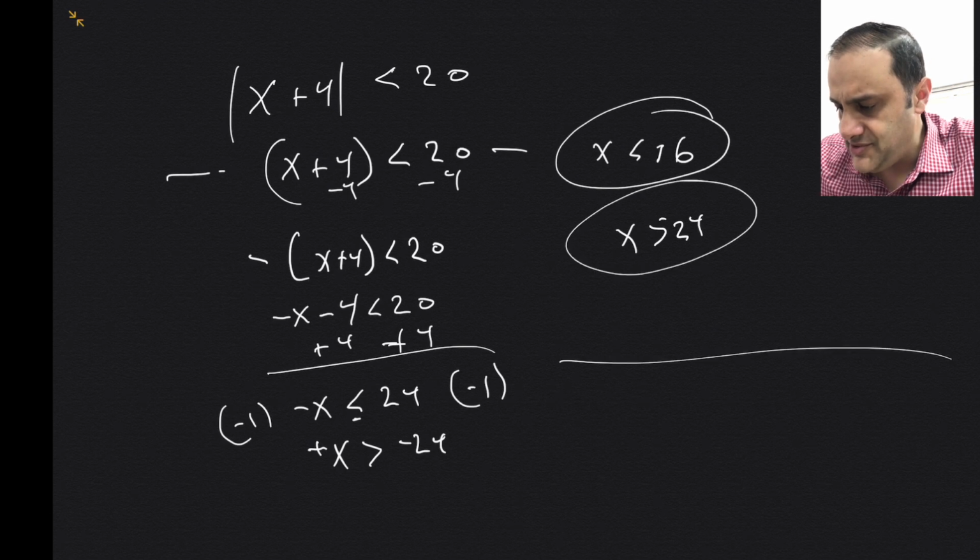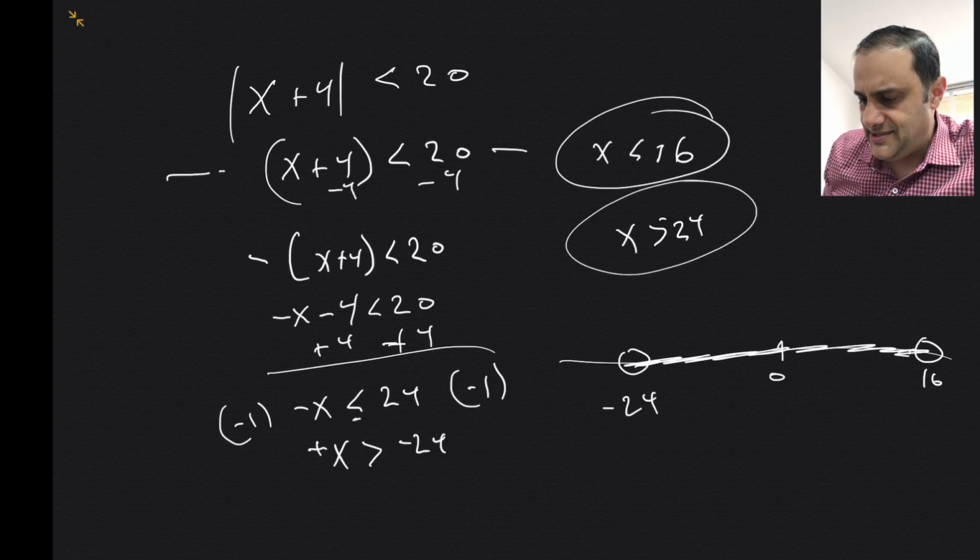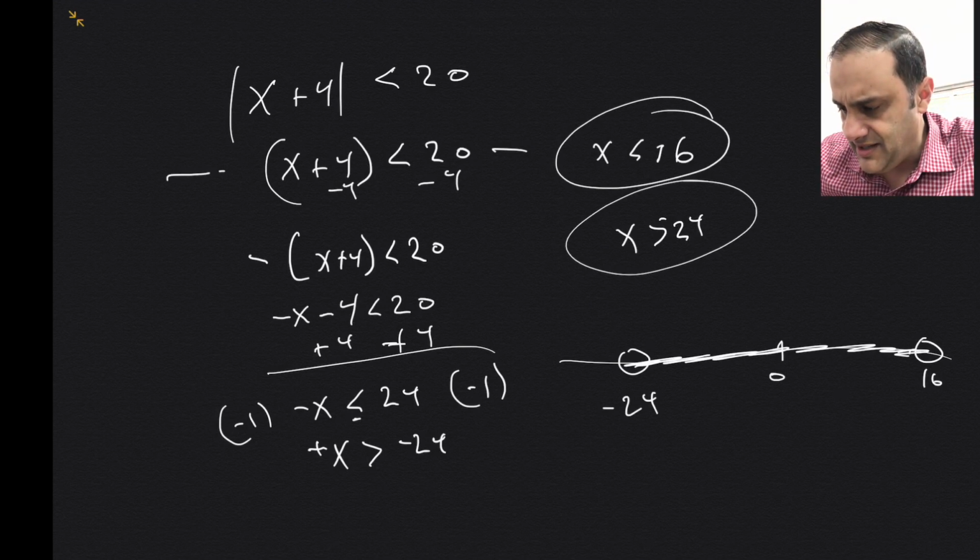So those are the two answers. If you look at it on the timeline, it would look something like this. There's 0. So x is between -24 and 16. And it's greater than -24, less than 16.